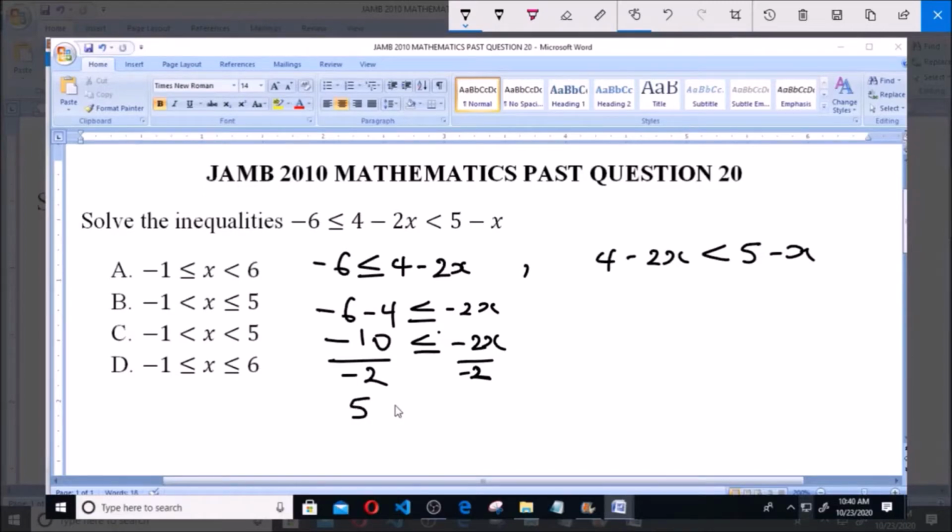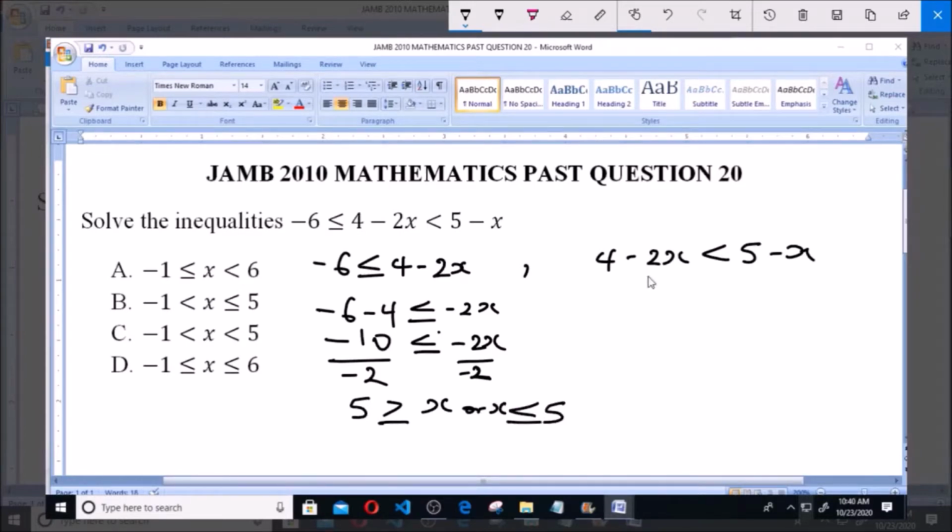Now this is because we are dividing by a negative sign, so this sign has to change to become greater than. If it was greater than, it will change to become less than. So we have 5 is greater than or equal to x, or x is less than or equal to 5. Now let's come to the second part of the question.